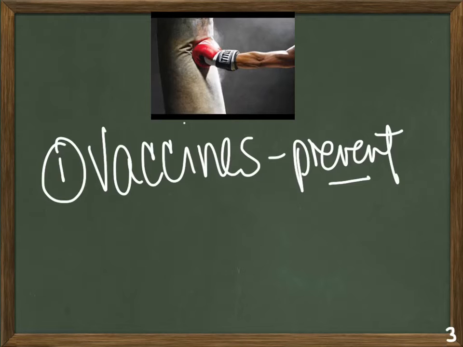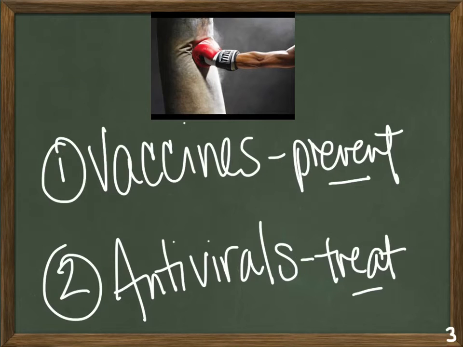So how do we fight viruses? Well, there are two major tactics that humans use against viruses. Vaccines as a prevention strategy to stop viruses before they can infect a human, and antiviral drugs, which can be used once someone is infected with a virus to slow or stop the progress of the disease.